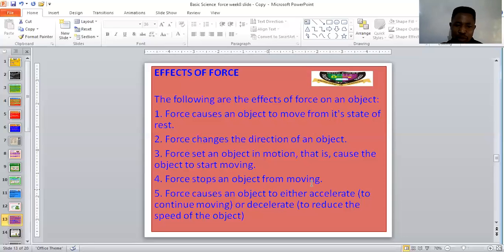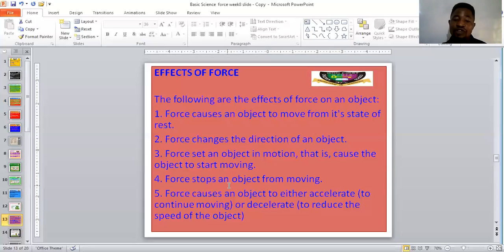All right, let's go to number four. Force stops an object from moving. I just said that. An object that is going in a particular direction, if an equal opposite force is applied to that object, the object will stop moving. If you kick a ball in this direction, and an equal opposite force comes ahead of the object and hits it, the object stops moving. That's what that means. So force stops an object from moving.